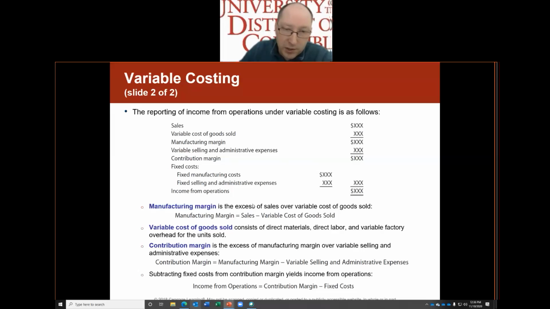Manufacturing margin, what is it? It's the excess of sales over variable cost of goods sold. To calculate it, we take our sales minus variable cost of goods sold. That gives us manufacturing margin. Then we have our variable cost of goods sold. This is direct materials, direct labor, and variable factory overhead for the units that are sold. Contribution margin, as you know, is the manufacturing margin minus the variable selling and administrative expenses. Then, of course, we subtract out the fixed costs.